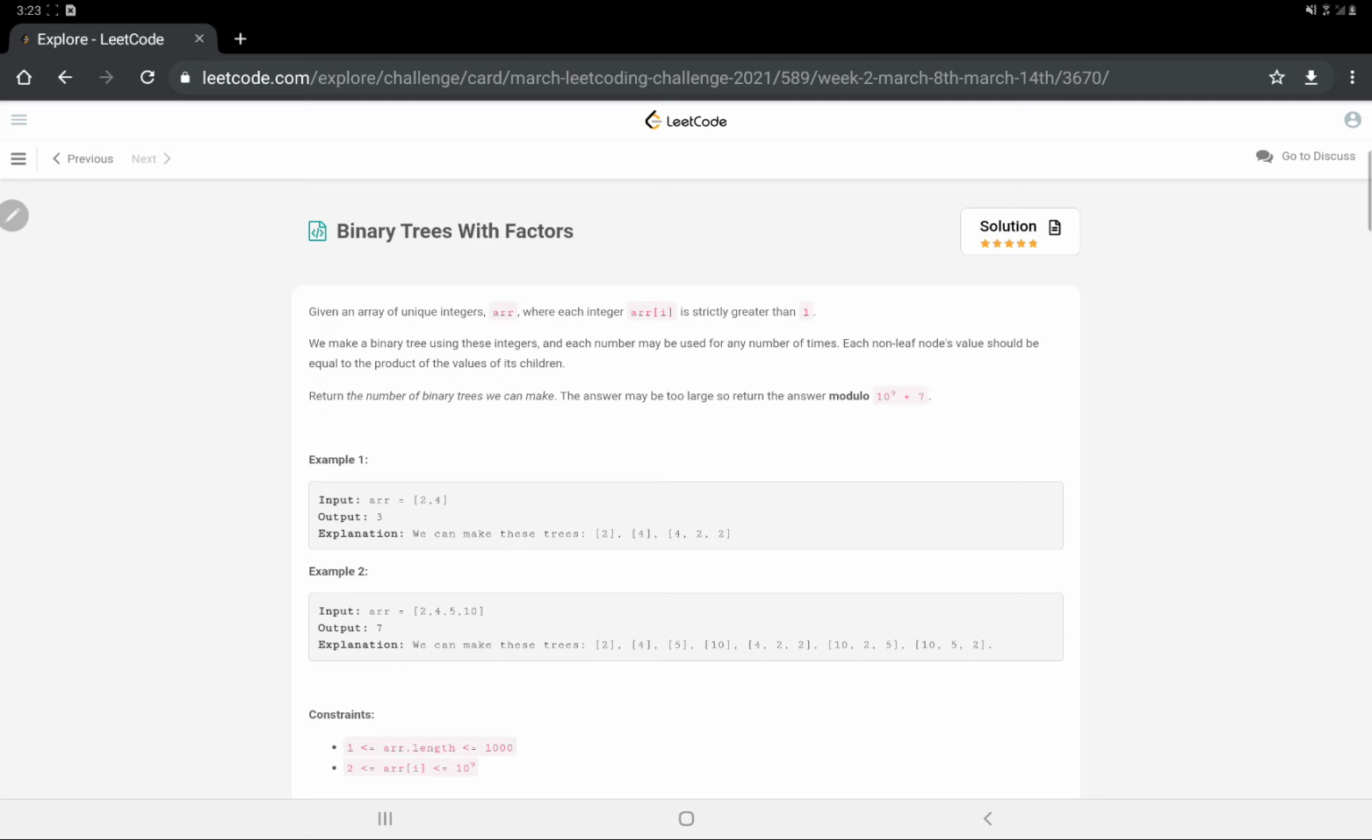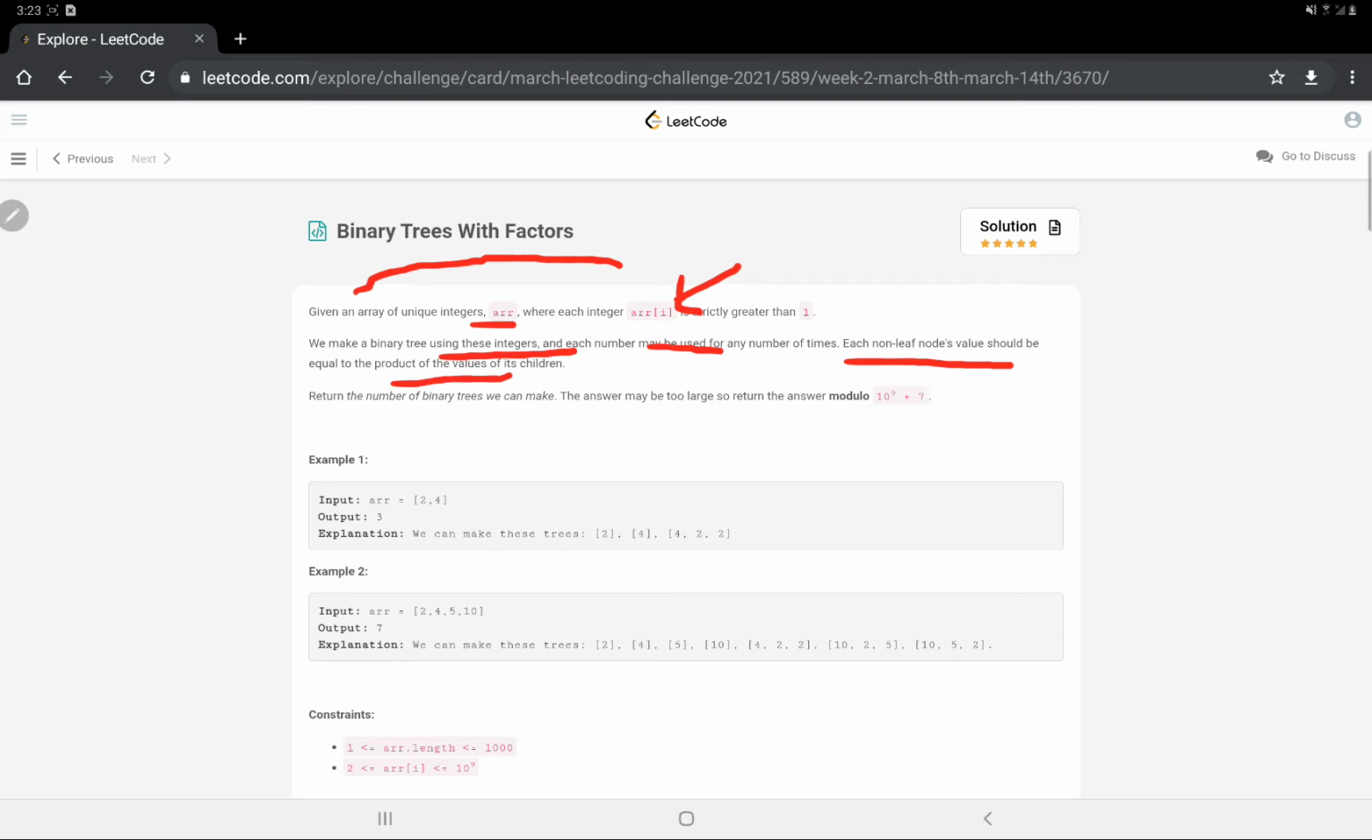And the question for today is binary tree with factors. So, given an array of unique integers ARR where each integer ARR[i] is strictly greater than 1, that is given. Alright, and we have to make a binary tree using these integers. The condition given to us here is that each non-leaf node value should be equal to the product value of its children.